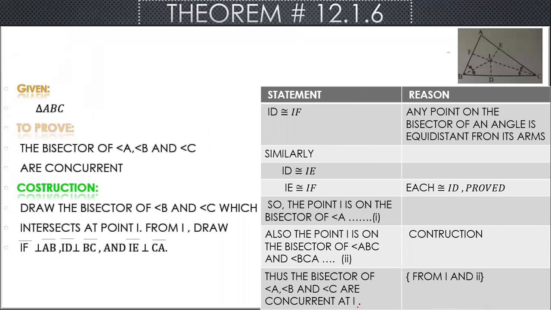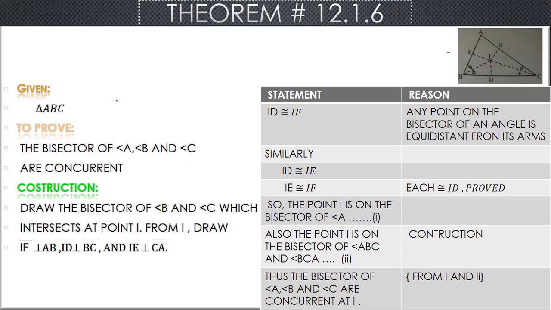Come to the last theorem of this chapter and also our lecture. This is theorem number 6. The bisectors of the angles of the triangle are concurrent. Concurrent means they meet at one point, and the point of concurrency is I. Point of concurrency means the point of intersection of the three angle bisectors of the given triangle ABC.